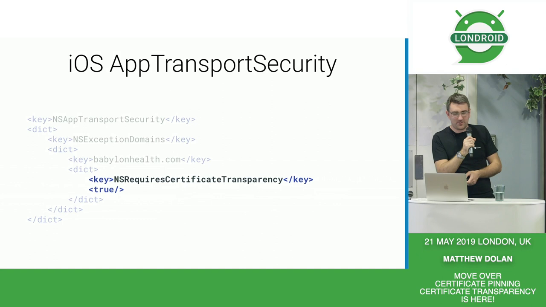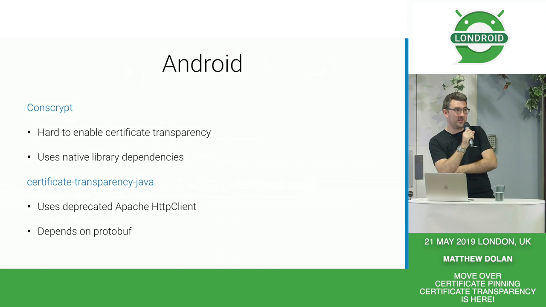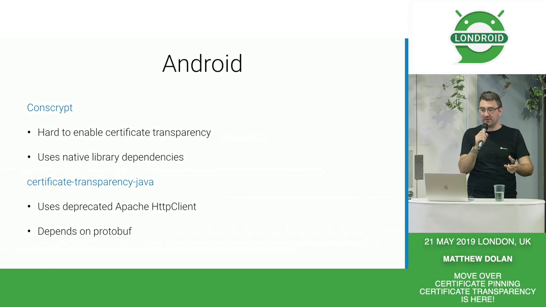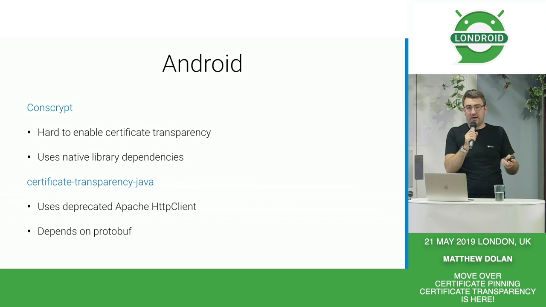There are a couple of open source projects you might want to look at. Conscrypt, which is actually part of the Android framework, does have some code in it to support certificate transparency. Unfortunately, you need to set random system properties and God knows what else to enable it. It has native dependencies as well. It's not particularly viable at the moment. Possibly this might change in the future. Obviously, with Android Q, they are trying to unbundle Conscrypt from the platform to be able to update it independently.